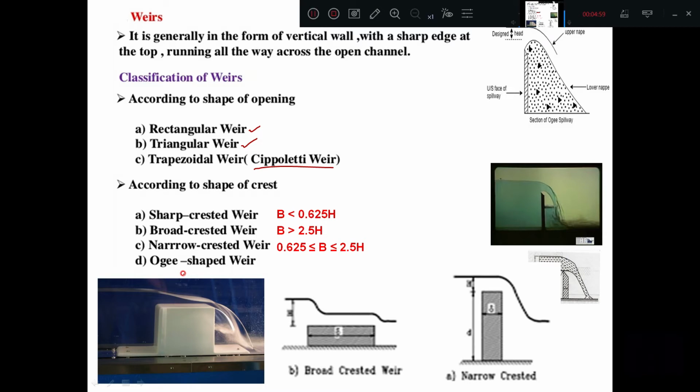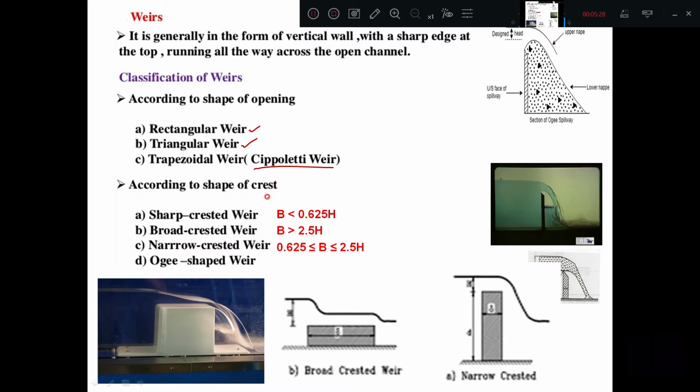Sharp crested weir, as the name itself indicates, the crest is sharp. In a broad crested weir, the crest is broader or wider, and the narrow one is in between, that is between sharp and broad. It is a narrow crested weir. And ogee is a particular shape, a reverse S curve, we can say.